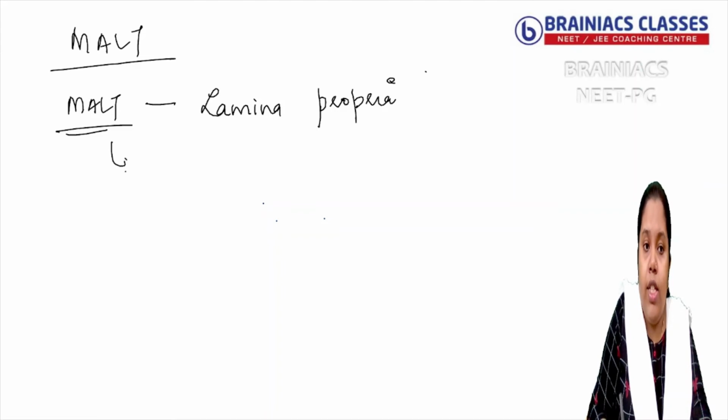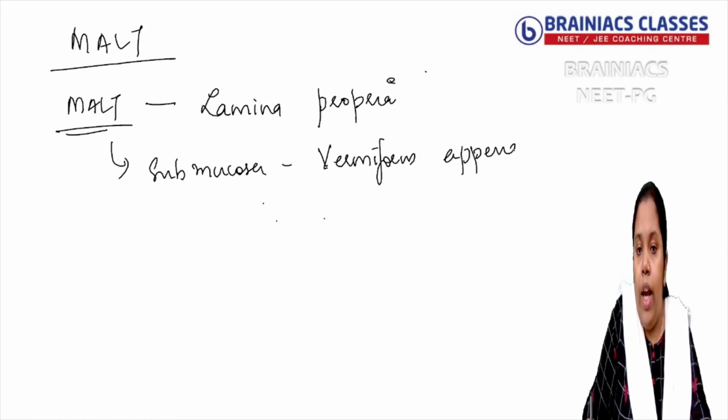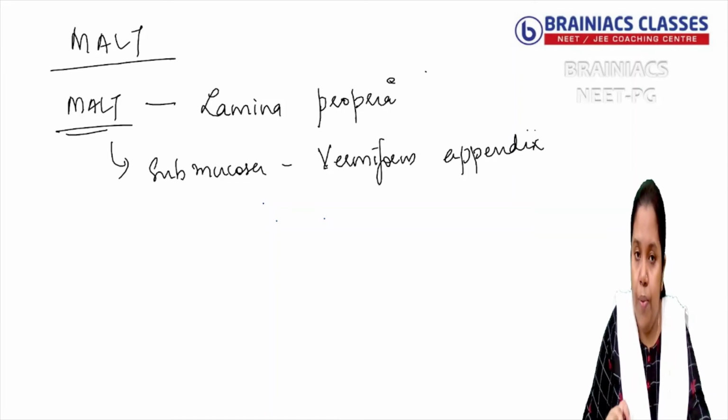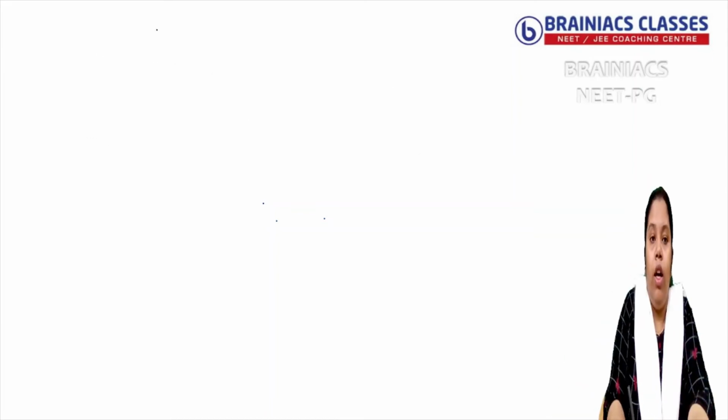Sometimes this MALT is present where? This MALT can extend into the submucosa, but rarely. You can see it in the vermiform appendix, where this MALT will extend into the submucosa. So this is about the lymphoid tissue. Okay, coming to the GI tract.